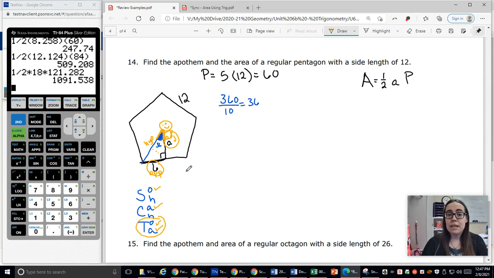And remember, sometimes it can be different. If I start with my opposite, I'm using tangent. If they had given me my radius, I might be using something different. So you have to really pay attention to what you've been given.